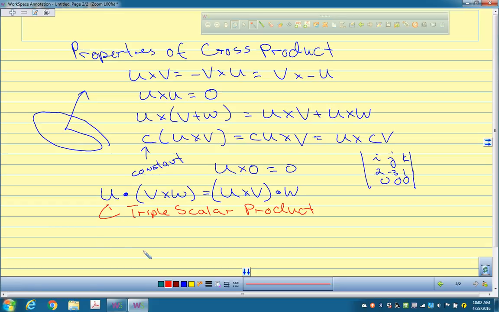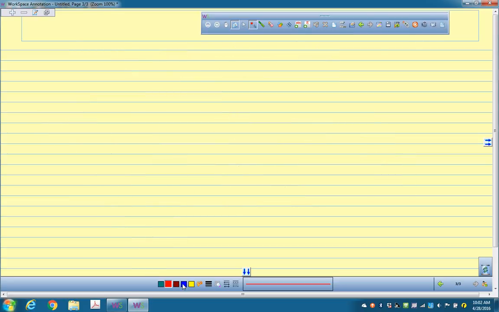But the absolute value of this, I'm going to put it on a new sheet of paper. So this is where it gets interesting. The absolute value of U dot (V cross W) gives you the volume.